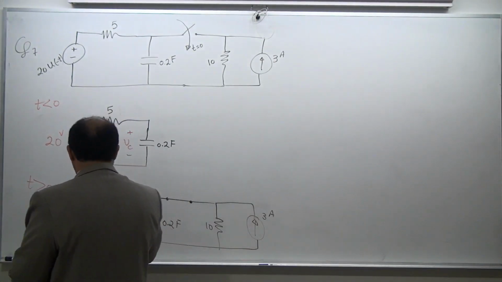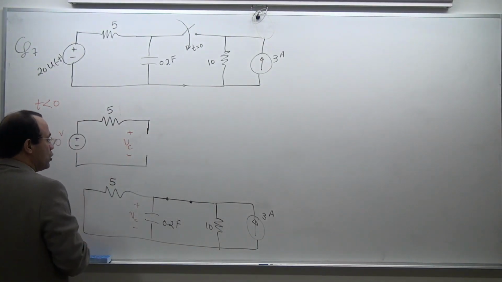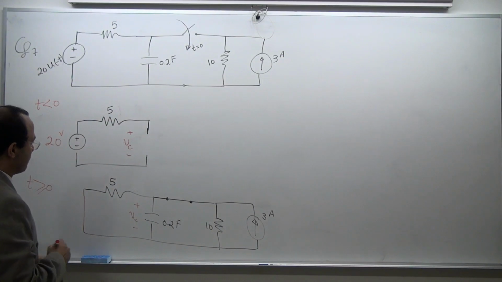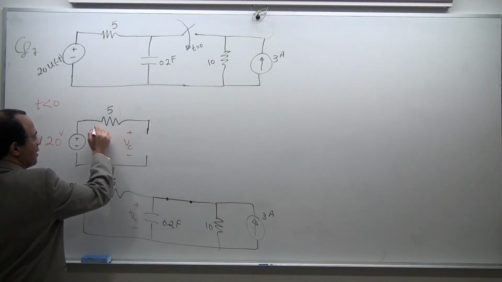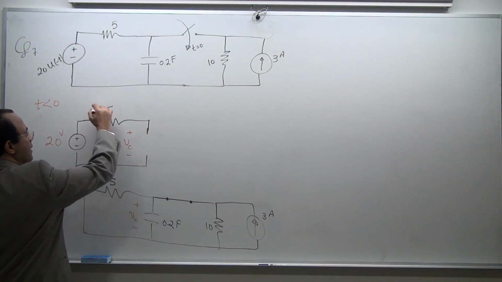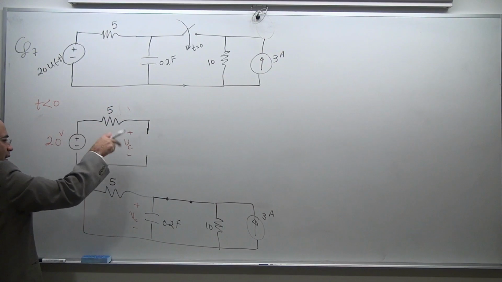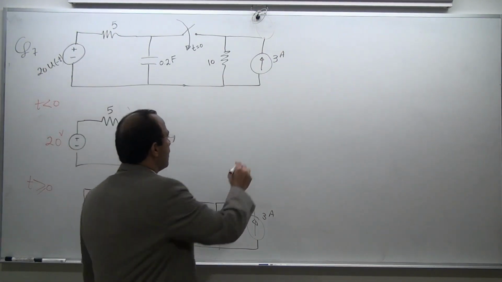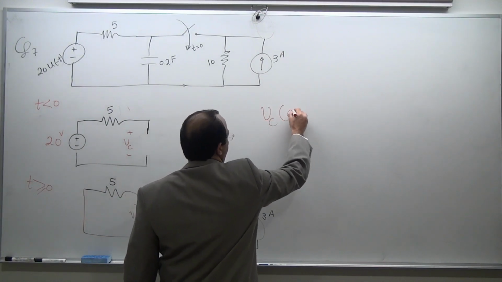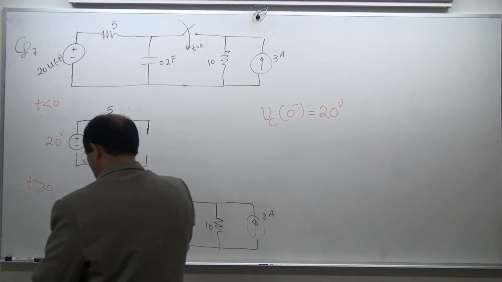If the capacitor acts like an open line, I refer you to the YouTube recordings we had previously. This is going to be open, the current is going to be 0, this current is going to be 0, this voltage is going to be 0. So basically this 20 volts, if you write the KVL law, is going to dump itself across the capacitor. I'm going to say VC of 0 minus is equal to 20 volts.